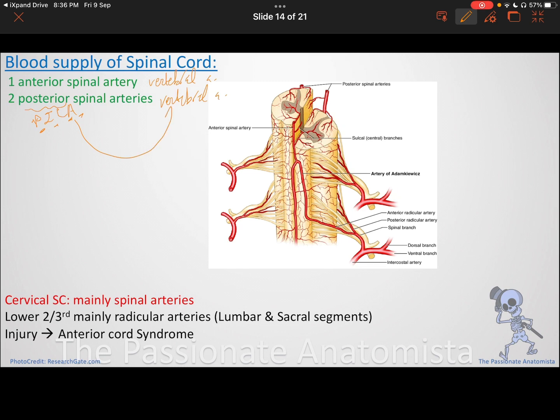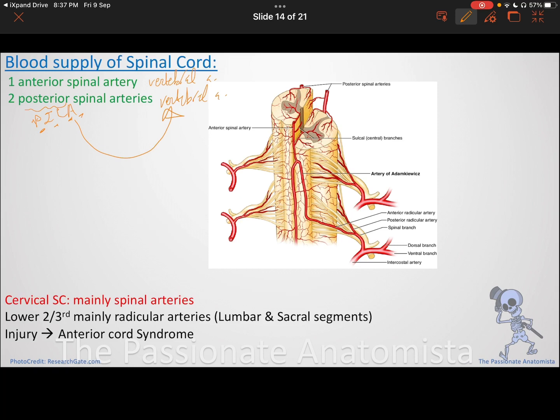It's also a branch of vertebral, and we're going to talk about this in detail in the cerebellar videos. So don't worry about the PICA. Do not ever worry about it, okay? Just remember that mainly the blood supply of the spinal cord, because now we're getting inside the vertebral canal, we're talking about the spinal cord, they are taking their blood supply from one anterior spinal artery and two posterior spinal arteries. They are mainly coming from the vertebral artery, all right?